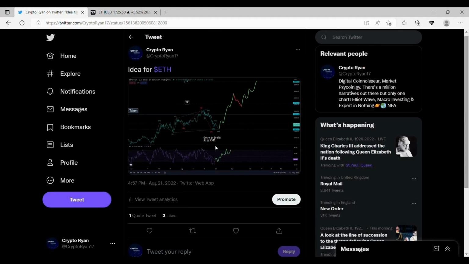But I think we're setting up for a great 2023 and 2024. And in terms of Ethereum, we had this drawn out back in August on my Twitter, looking for one more low to come in around the 1,478 zone. That would have been the entry, and the stop loss at 1,382. So let's move over to Ethereum right now and see where we're at with that one.